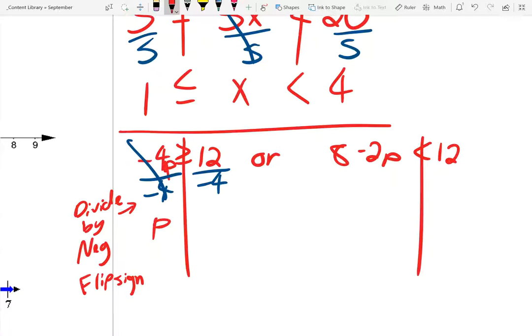So our sign was greater than or equal to, but now it's going to be less than or equal to. And then 12 divided by -4 is -3. So we have this as the first part. Now let's work on the next part.